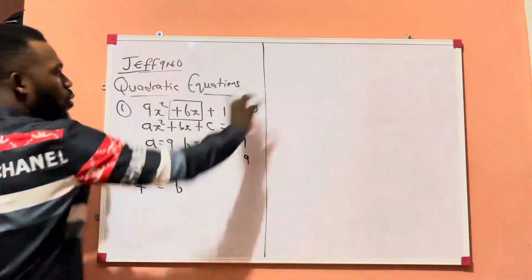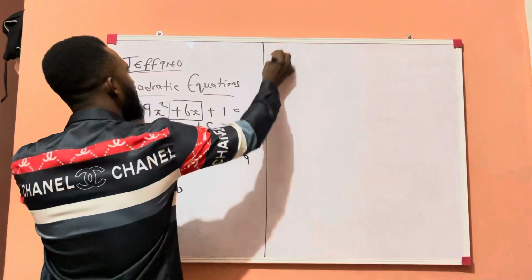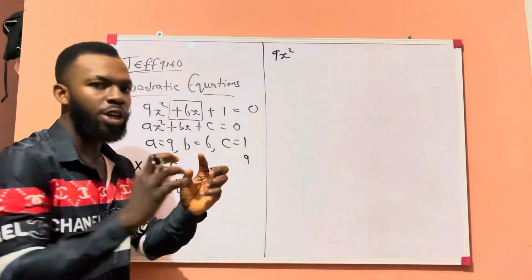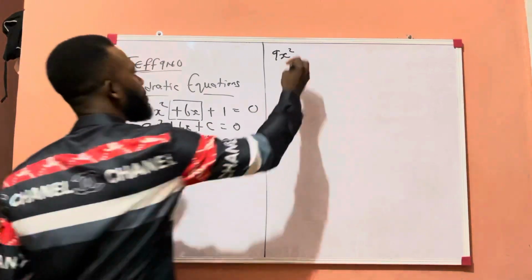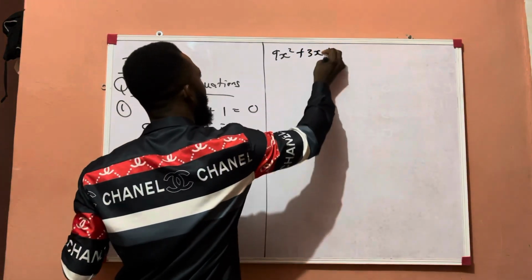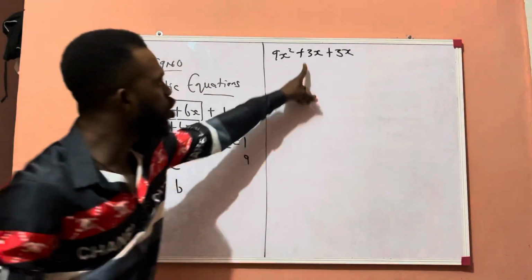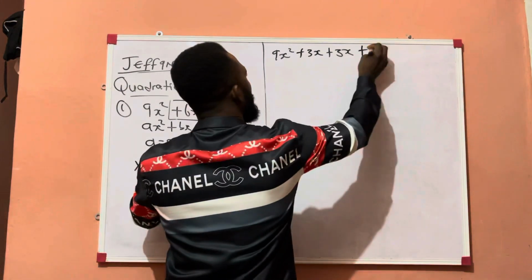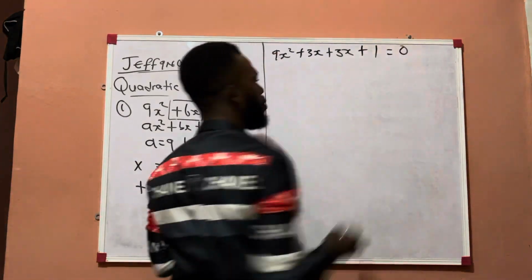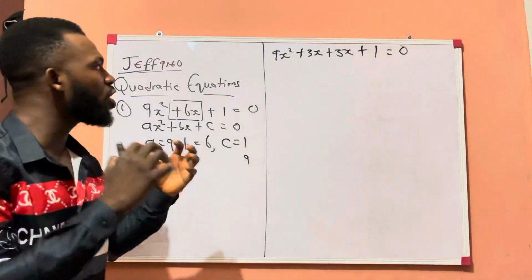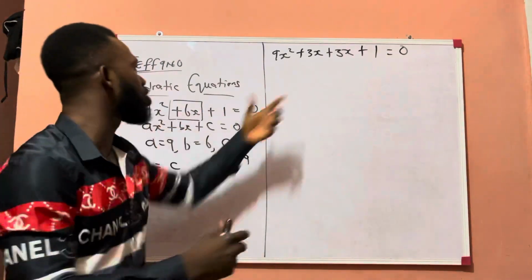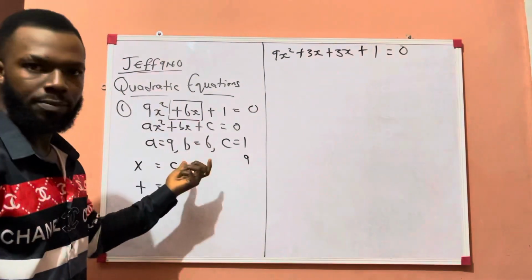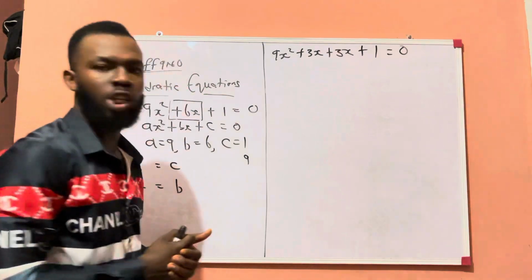Now, if I'm rewriting this question again, I'm going to get something like this. 9x squared. Now, instead of me writing plus 6x, no, I will introduce the two numbers that I've gotten, which is plus 3x and plus 3x. Remember, the two numbers we got was 3 and 3. Okay, now plus 1 equal to 0. Are you getting it? It means the only change in this question is the middle number, because we have substituted the two values we got for the b. Now, if you have gotten something like this, what do you do next?